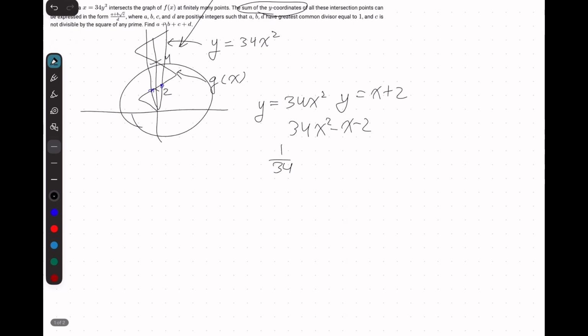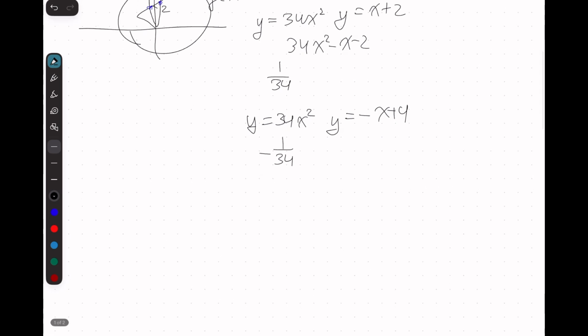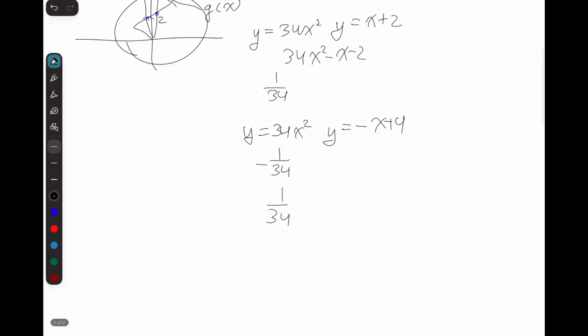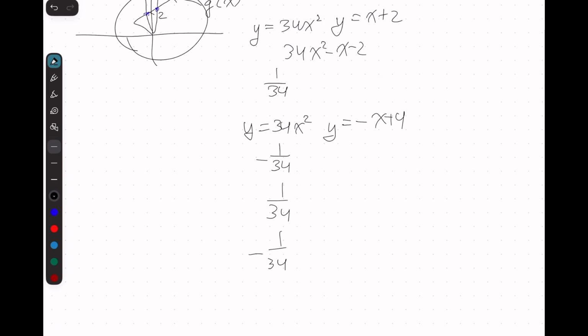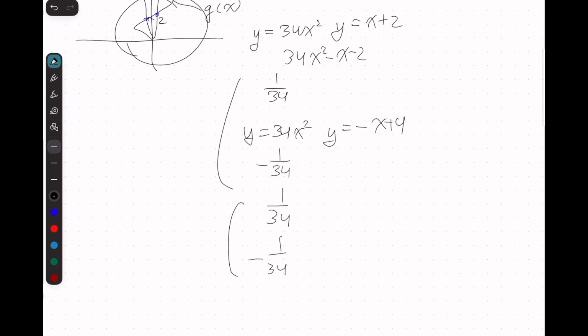The next 2 points are the intersections between y equals 34x squared and y equals minus x plus 4. So it is 1 over 34, but with a negative. The next 2 are, again, 1 over 34, because it's 34x squared and x plus 6, so it's the same. And it keeps repeating like that: 1 over 34, negative 1 over 34, and it keeps going.